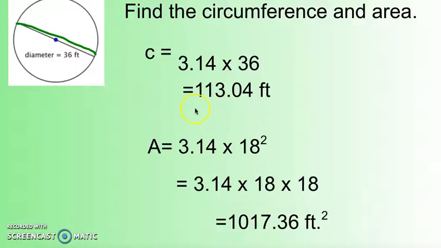So we have two answers. Our circumference is 113.04 feet, and area is 1017.36 squared feet.